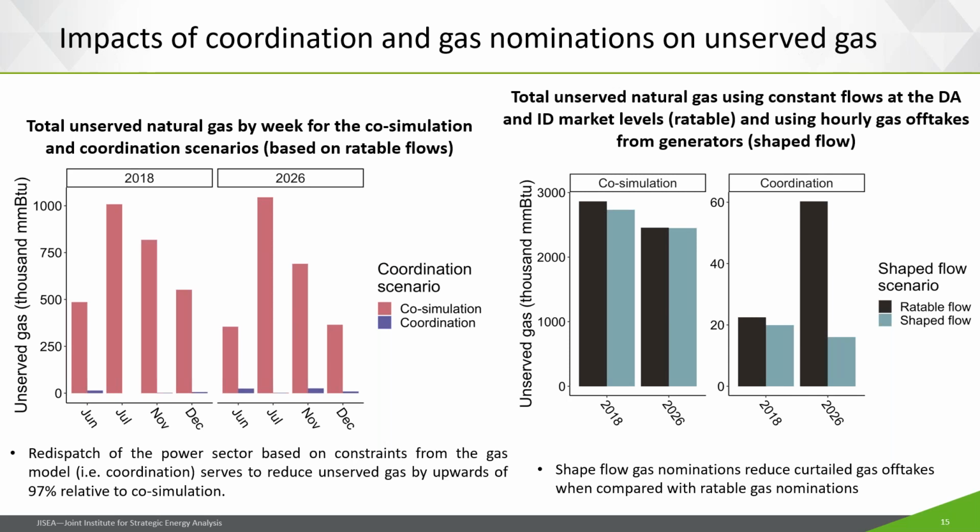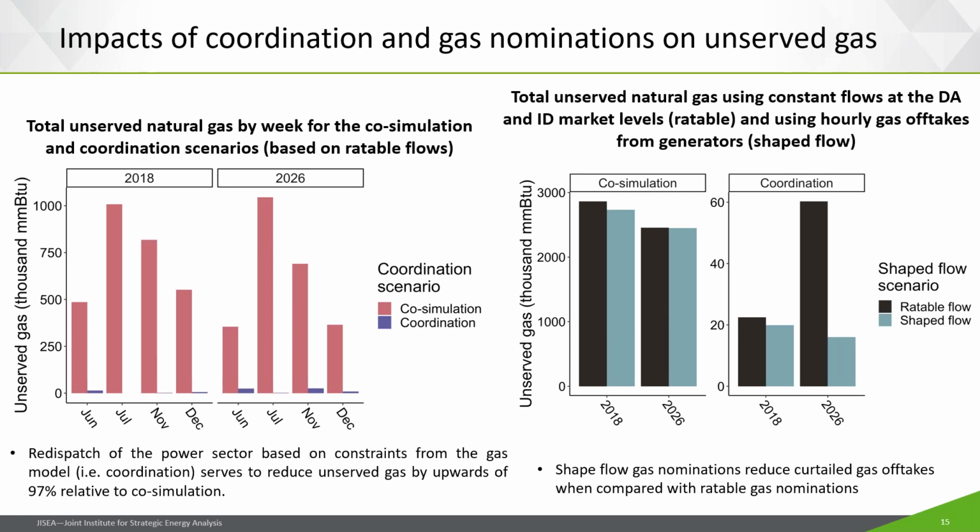So allowing the natural gas generators to nominate not on a daily basis, but on an hourly basis reduces the amount of unserved gas, even in the more simple cases in 2018 and 2026. But then allowing coordination as well can dramatically help to reduce the amount of unserved gas that we see. Now, this is very important.